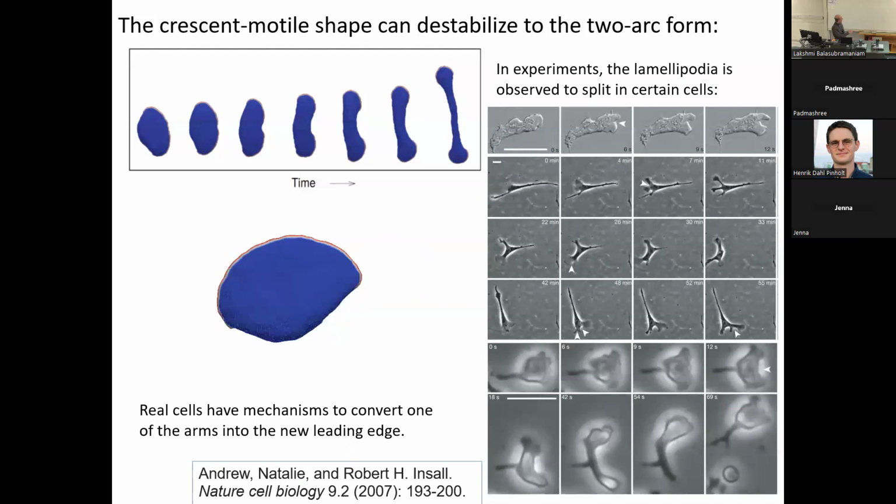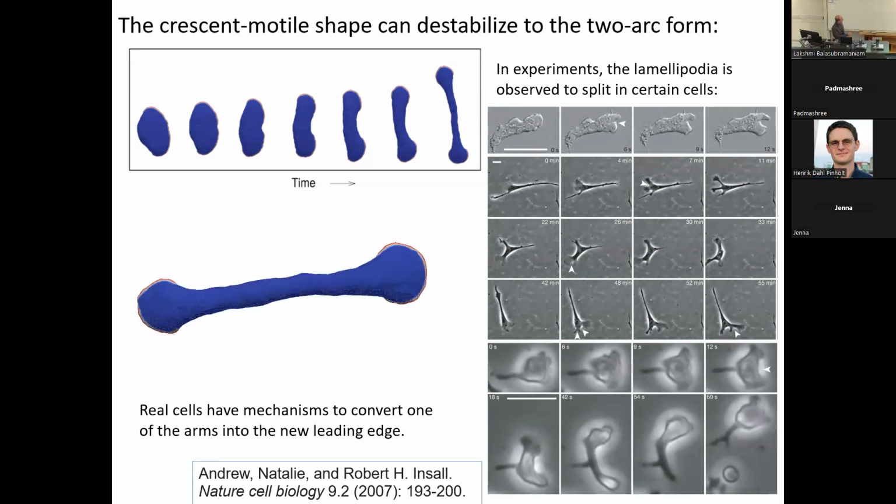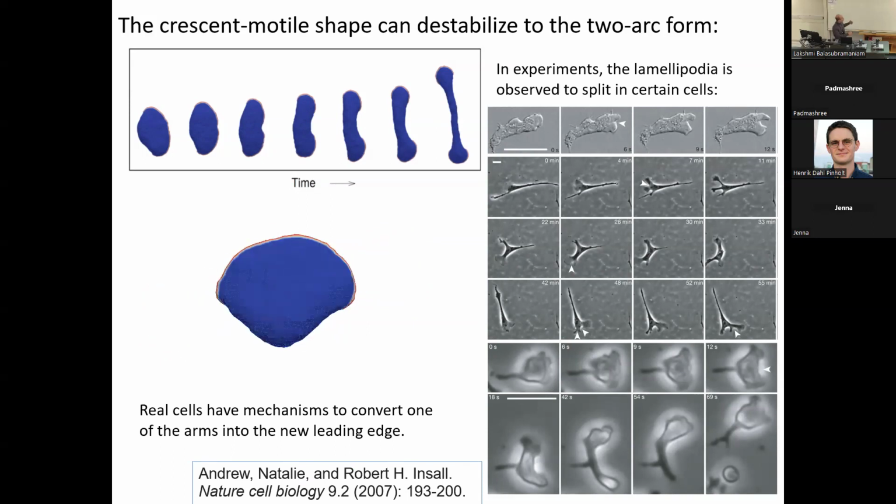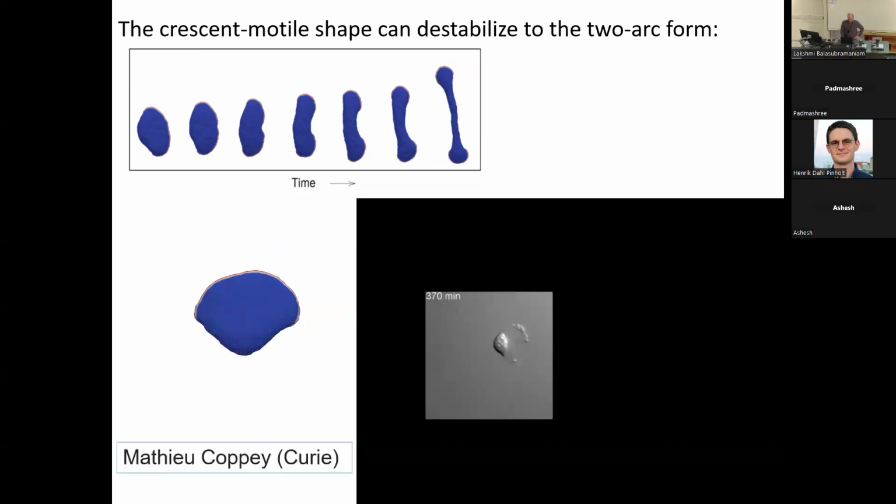For example, another experiment by Rob Insall. This is a cell moving to the right with a big leading edge. Then spontaneously, the leading edge breaks into something that looks like a two-arc, but real cells have a mechanism for repolarizing and continuing along a new direction, as you can see also in the following movie. So you see that it had a nice single leading edge.